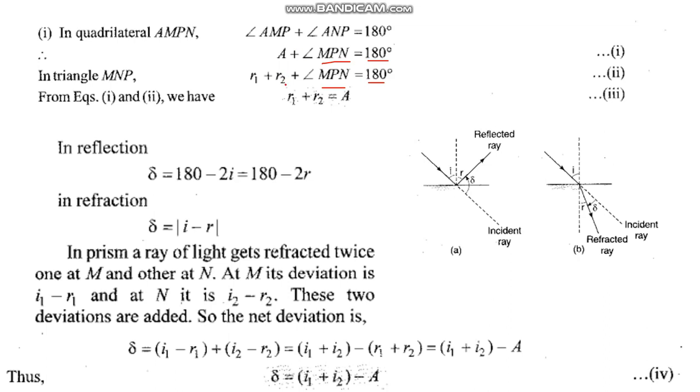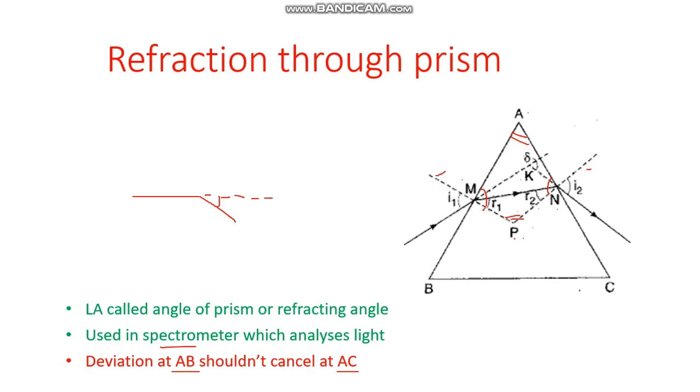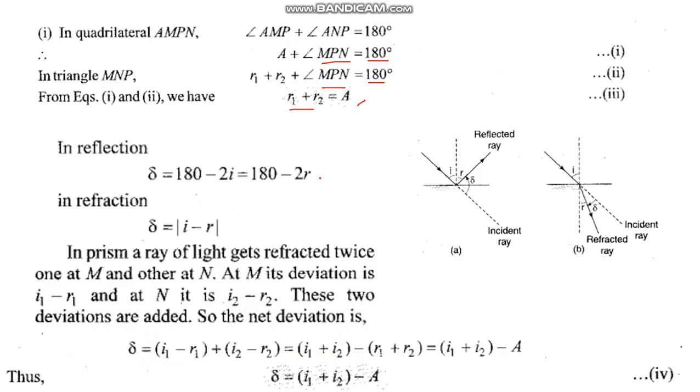If you compare these two equations, R1 plus R2 should be equal to A. So it means that the angle of prism is equal to R1 plus R2. You add R1 plus R2, you get the angle of the prism or the refracting angle. It's a very useful result. You need to remember that.